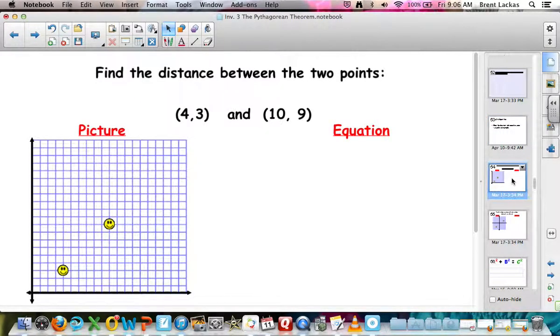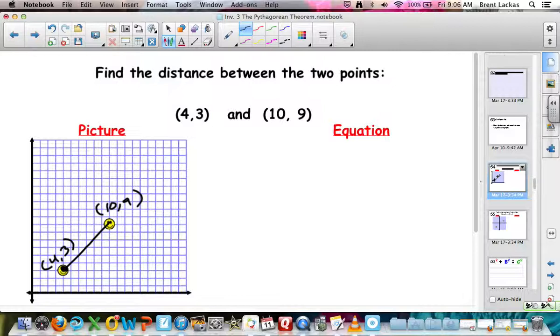Here you see the 2 points are 4, 3 and 10, 9. You see that I have both of these 2 points labeled with a smiley face on the graph here. And so what we're going to do is determine the distance between these 2 points, the point 4, 3 and the point 10, 9. I'm going to show it visually using a picture, but at the same time, I'm also going to show it to you using the Pythagorean theorem.